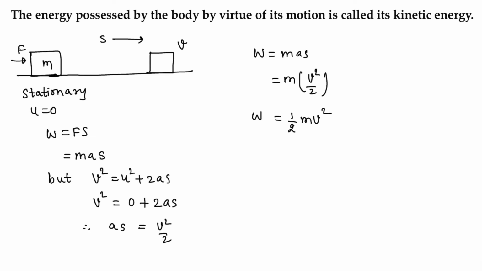But when this much work is done, for that some energy is spent. Where does that energy go? That energy is converted as kinetic energy of the body. So we can say kinetic energy of this block is half mv square.